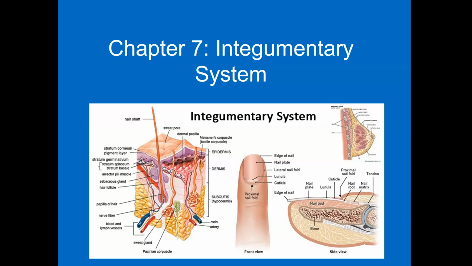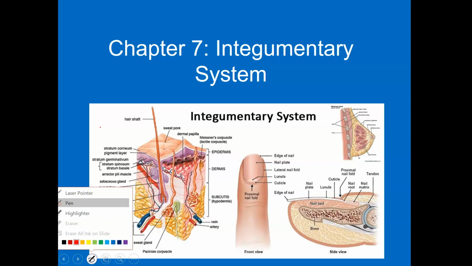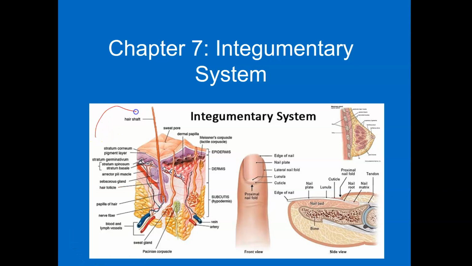The integumentary system includes all of the organs of the skin. So we're going to talk specifically about what is in the skin. Let me get my pointers going here. So here's the portion that's going to be skin, and everything inside the skin that allows us to operate, stay warm, and so forth.